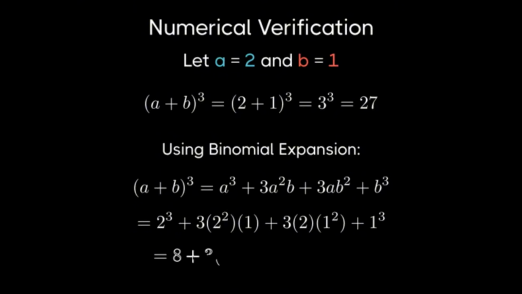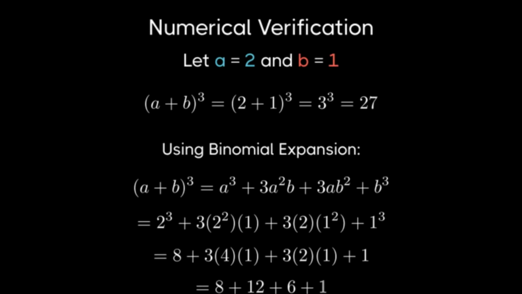Now we evaluate the powers in each term. 2 cubed equals 8, 2 squared equals 4, and both 1 squared and 1 cubed equal 1, because any power of 1 remains 1. Next, we multiply within each term. For the second term, 3 times 4 times 1 gives us 12. For the third term, 3 times 2 times 1 gives us 6. The first and last terms remain as 8 and 1. Finally, we add all 4 terms together, 8 plus 12 plus 6 plus 1. This gives us a sum of 27.